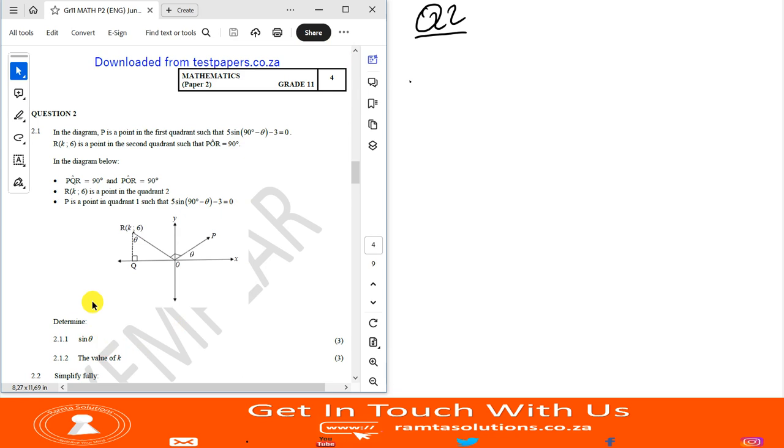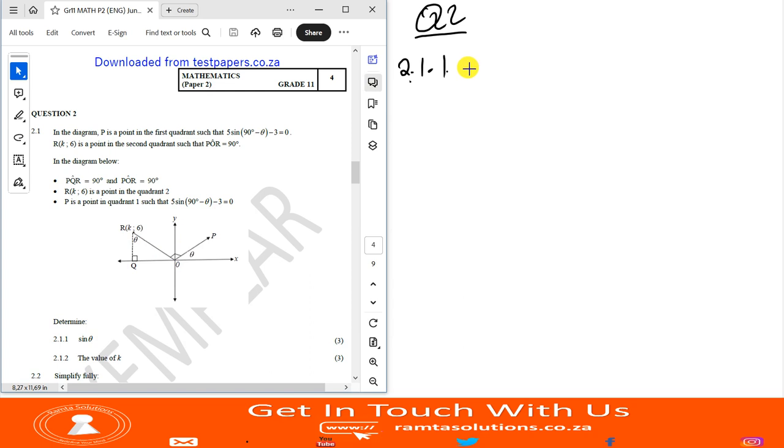By the way, guys, if you are using a mobile device, please rotate your screen. So 2.1.1, they say find the value of sine theta. Oh, that's interesting. They gave us the value of sine theta here? But it's okay, I will get it. Do we have the distance OR? I don't think so, but it's okay. We can get it.